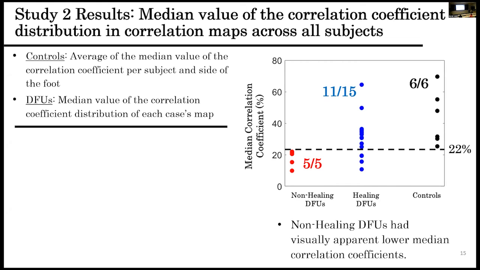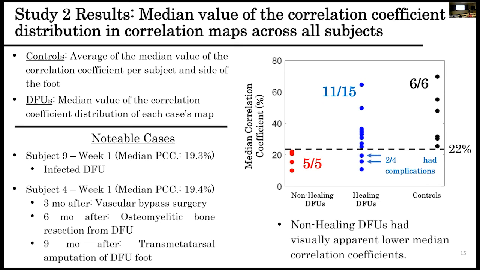All of our DFU cases had a median of the correlation coefficient that was 20% or lesser. All controls were above it, and 11 of the 15 healing cases were above this demarcation. However, we did find something interesting. Of the 4 healing cases that were below this in a similar range as the non-healing cases, 2 of them had complications. Subject 9 at week 1, during that week of imaging, their DFU was infected. And subject 4, while denoted by the clinician as on the healing side, had very poor healing outcome.